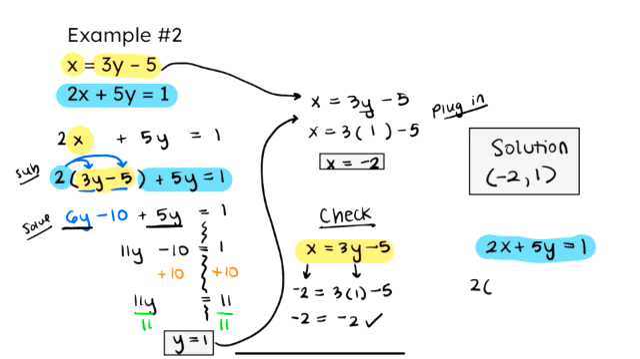I'm going to replace x with negative 2, and I'm going to replace y with 1. And I'm just going to straight up calculate. We do get negative 4 plus 5, which is 1. So we get 1 equals 1. That means that we didn't make any calculation errors. This is the solution that makes both equations true. At this point, if you get a statement that is not true, you need to look back at your work and see if something went wrong.